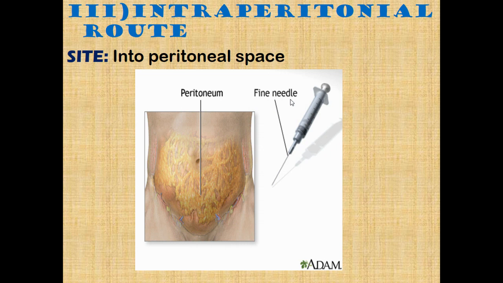You are giving the drug into the peritoneal cavity. It's called the intraperitoneal route. This you can see here. You can see the ribs end here. This area is called intraperitoneal. Whenever you administer a drug inside, it's called the intraperitoneal route.